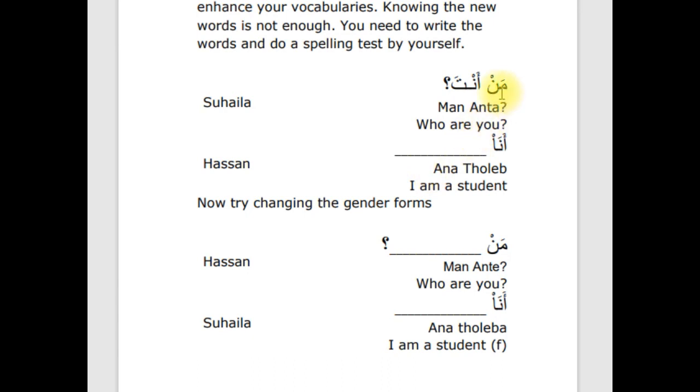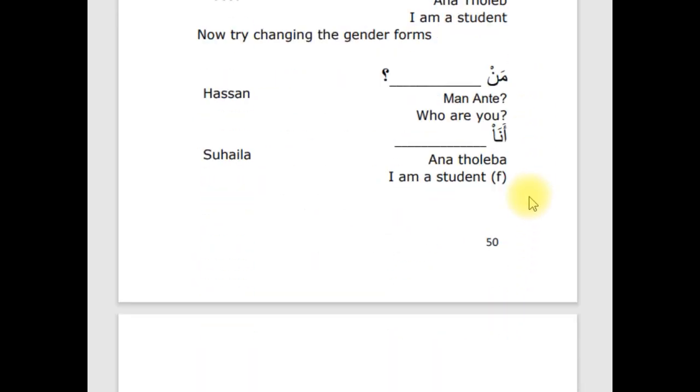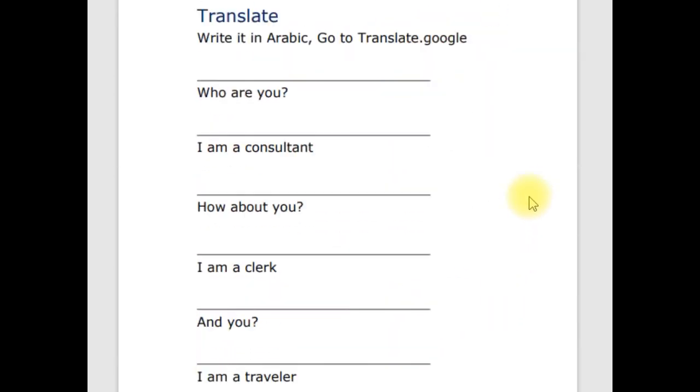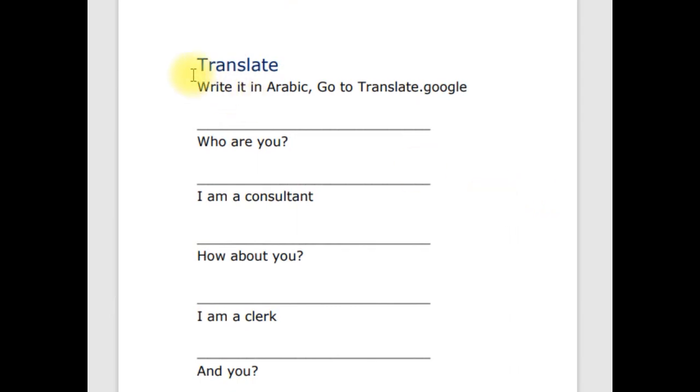Suhaila: Man anta? Ana talib. Just write down ana talib. Now try to change it to gender forms. Man anti? Ana talibah. Translate. Write it in Arabic. Go to Google Translate, key in this in English and write the Arabic words.